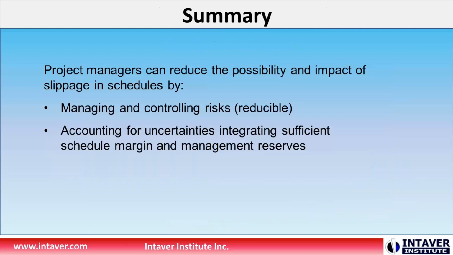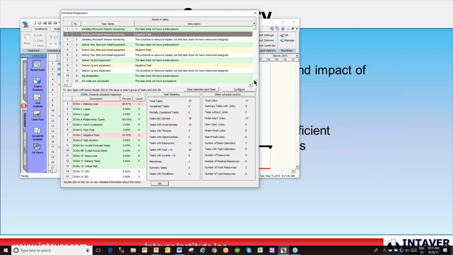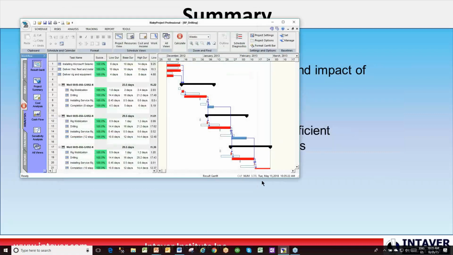So I'm just going to show a summary slide here. We just want to be able to reduce slippage and the impact of slippage by managing and controlling risks, which are reducible, and accounting for uncertainties and integrating sufficient schedule margin and management reserve based on the analysis. And the only way we know so far right now is to run a Monte Carlo simulation. Now, how does this look in a project plan?